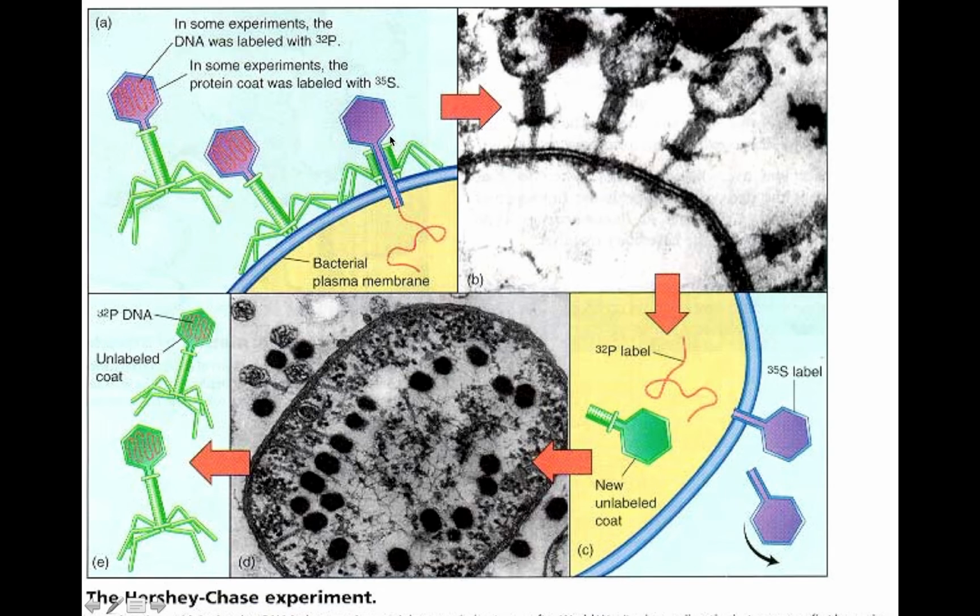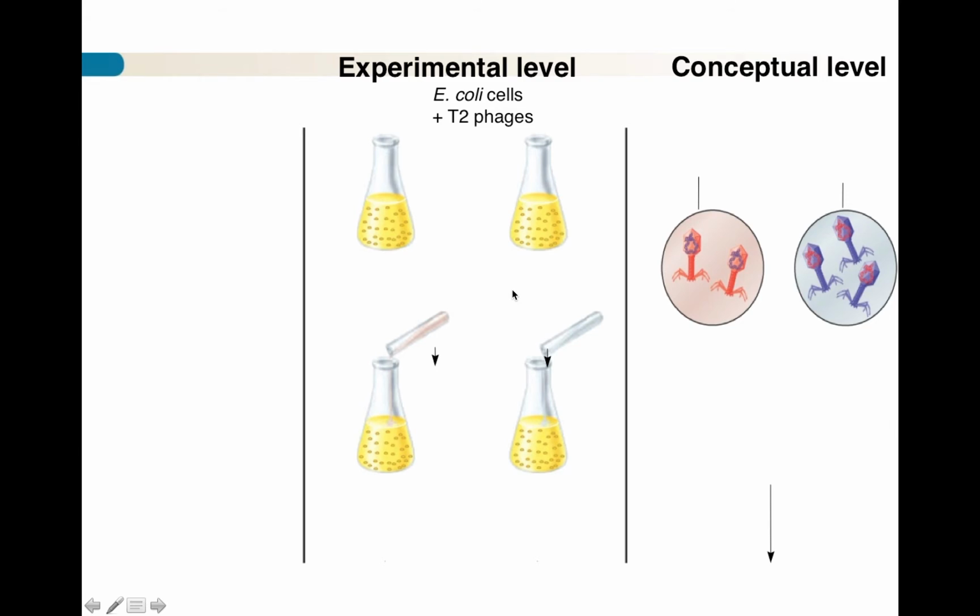Okay, so this is another schematic diagram showing that if you label the DNA inside the capsid head with radioactive phosphorus, P32, or the protein coat with radioactive sulfur, S35, you can follow these two different macromolecules, either the protein coats or the DNA that was inside, by measuring the different emissions of the two different radioactive isotopes. And this is their experiment.